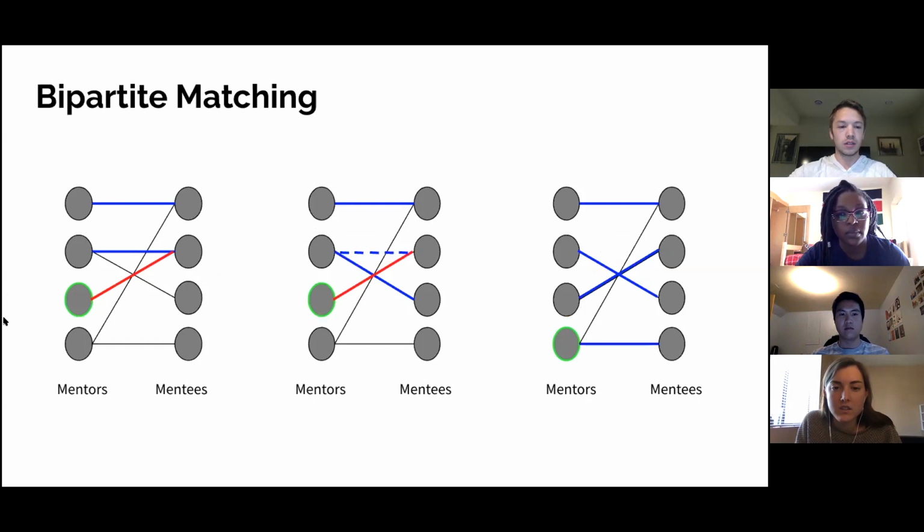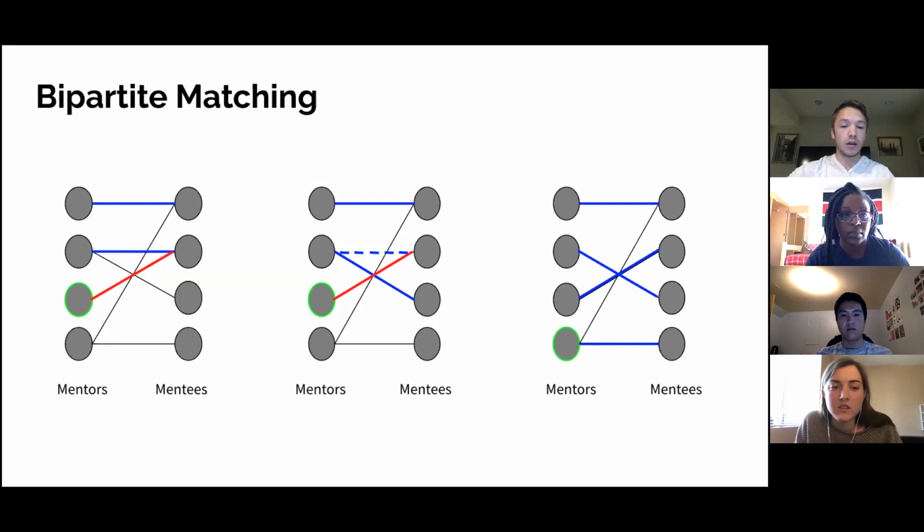So next slide. As has been mentioned, we wrote a bipartite matching algorithm, and basically it follows that same principle where we're going through and one by one we're creating a match between a mentor and a mentee. And then as you can see by the node highlighted in green there, we're going to hit that same issue as before.